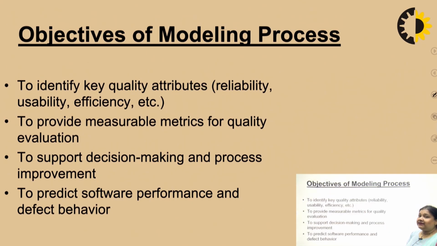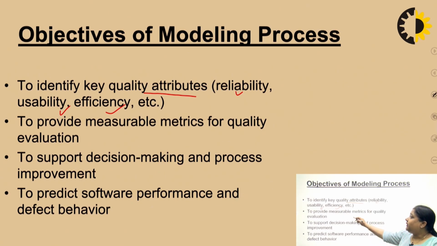So these are some objectives of the modeling process. First of all, to identify the key quality attributes. And what are these key quality attributes? That is reliability, usability, efficiency. These are all the quality attributes that are required when we develop software and when we have to assess the quality of that software or software product.